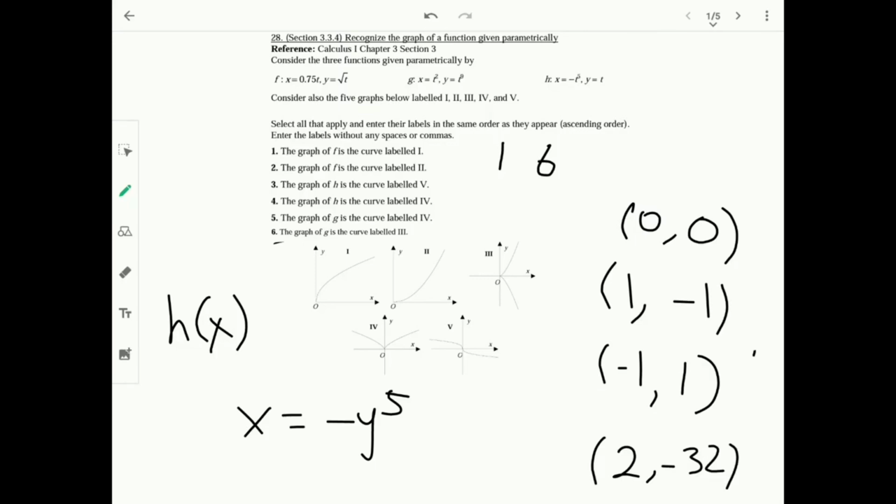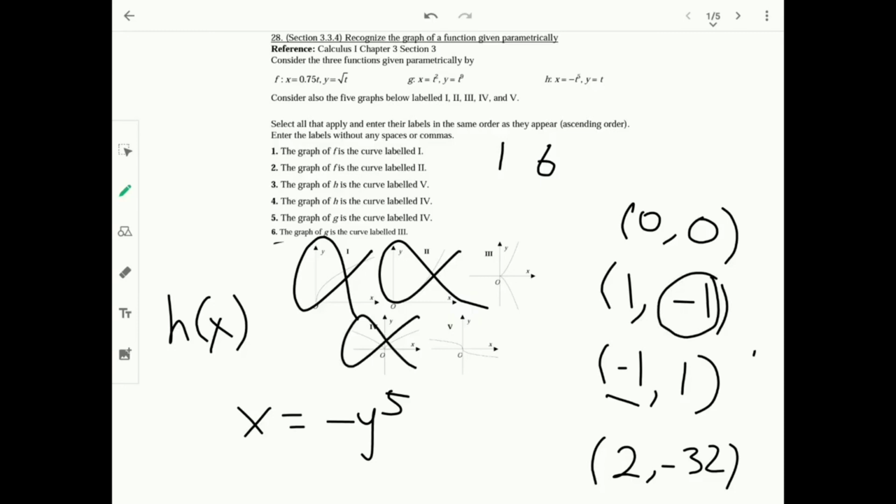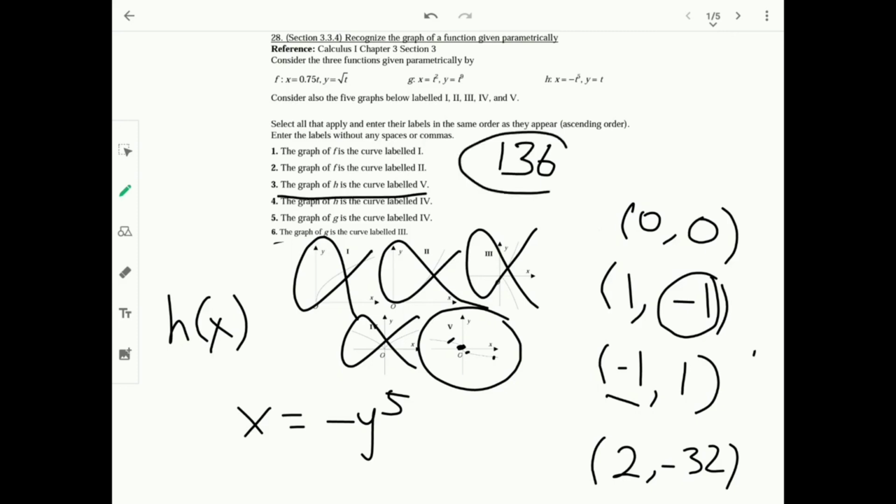Now let's see, in curve I, we don't have a negative x, where it is possible. Wrong. Same for double I. And now let's move on to IV, V and triple I. We have seen that it is possible to get a negative y. Wrong. We can get a negative x, so that's wrong. V is the only correct answer. See, you have 0, 0. You have 1, minus 1. You have minus 1, 1. You have 2, minus 32 eventually. So the curve of h is the curve labeled V. So the answer for this question is 1, 3 and 6.